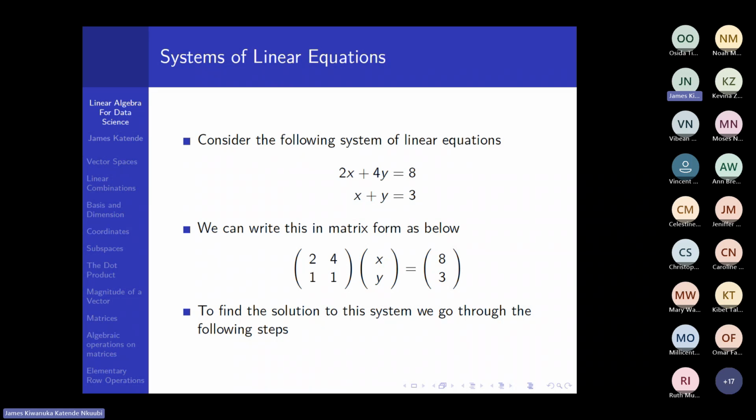So anytime you have a system of equations, you can write it in matrix form. So you have the matrix which contains the coefficients. Then you have the matrix that contains the variables, in this case, x and y. And then you have the right-hand side vector, which contains the values that are on the right-hand side. So you can put it in vector form like this.